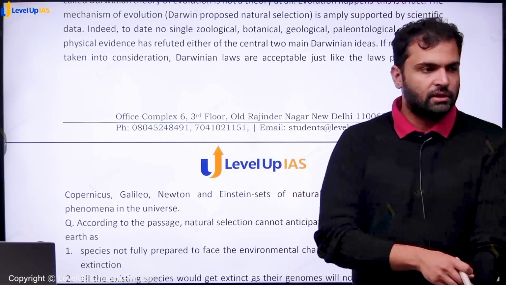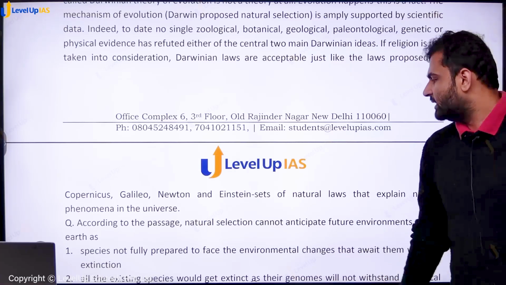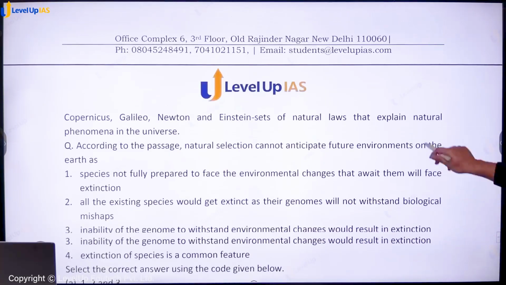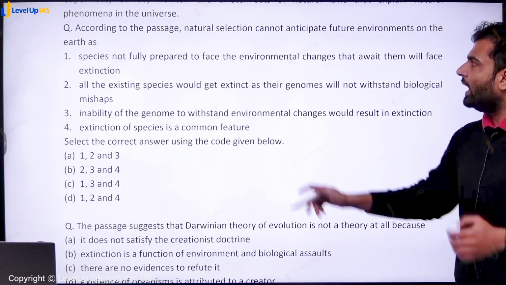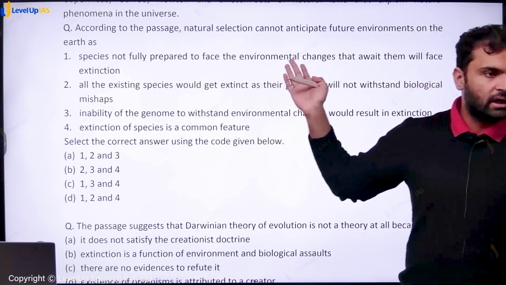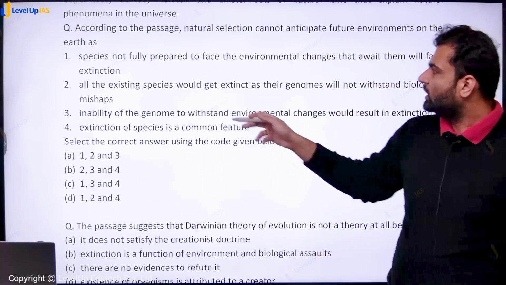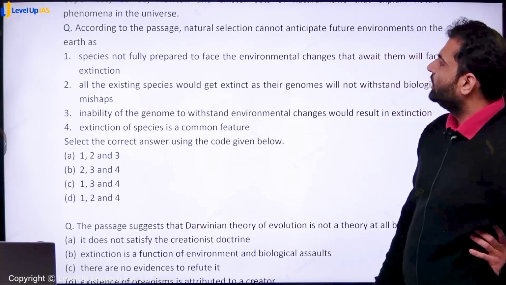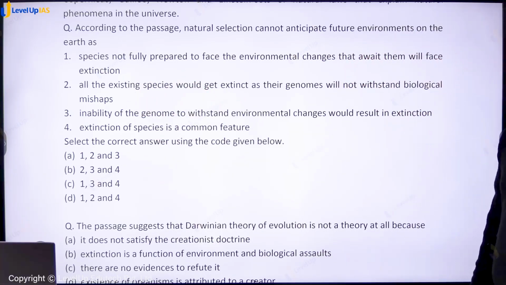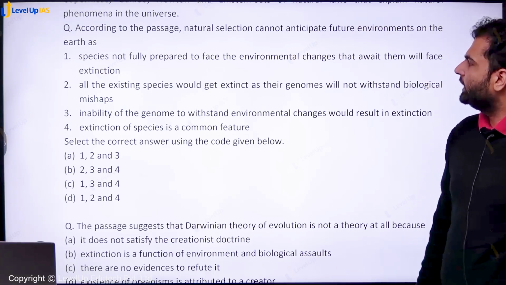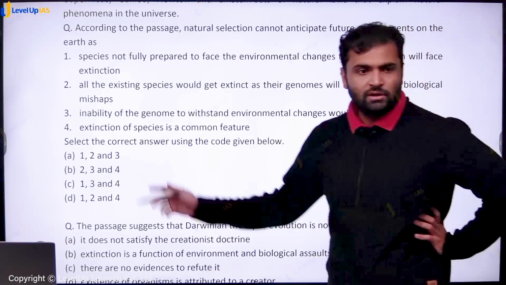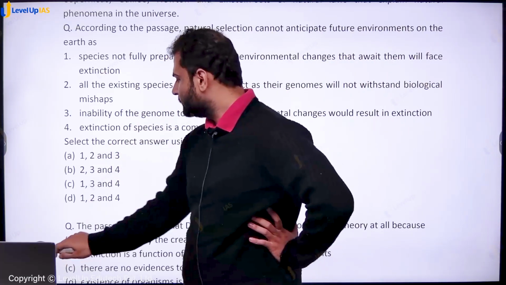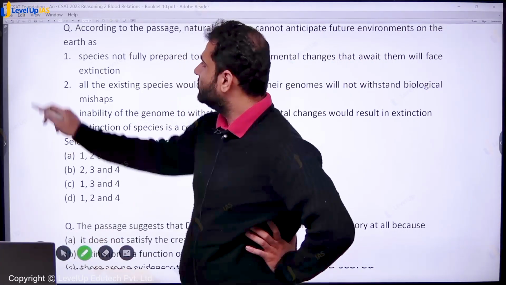ठीक है. First question. According to the passage, natural selection cannot anticipate future environments on the earth as why can natural selection not anticipate future environment? As species not fully prepared to face the environmental changes that await them will face extinction. Okay, all the existing species would get extinct as their genomes will not withstand the biological mishaps. It's an extreme statement, clearly an extreme statement.